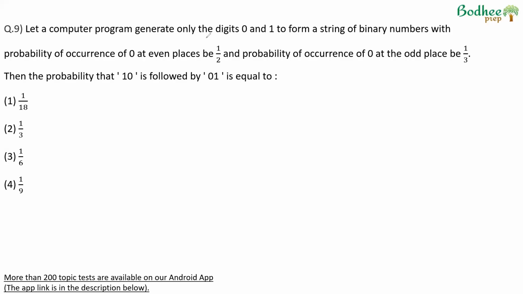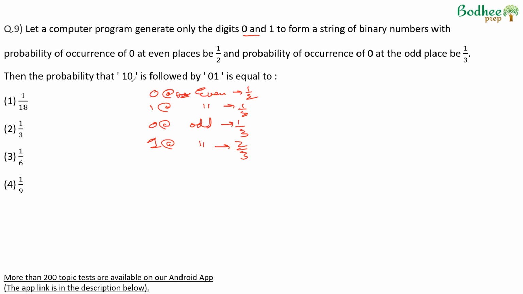Let a computer program generate only digits 0 and 1s to form a string of binary numbers with probability of occurrence of 0 at even places be half. 0 at even places is half, therefore 1 at even place will be half. Probability of 0 at odd place is 1 by 3. So 1 at odd place will be 2 by 3 because it is generating binary number 0 or 1.